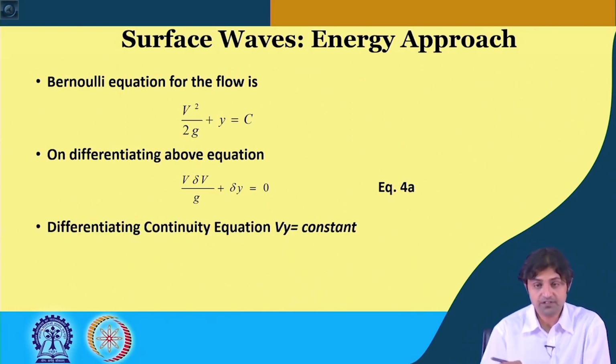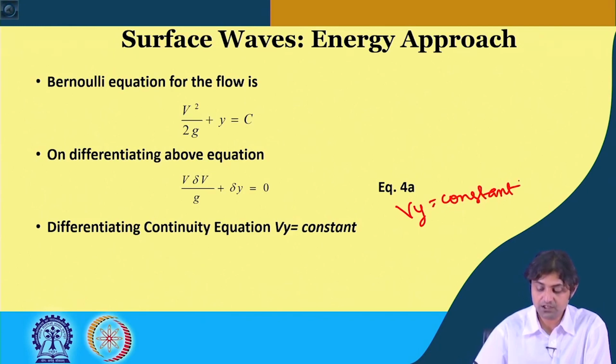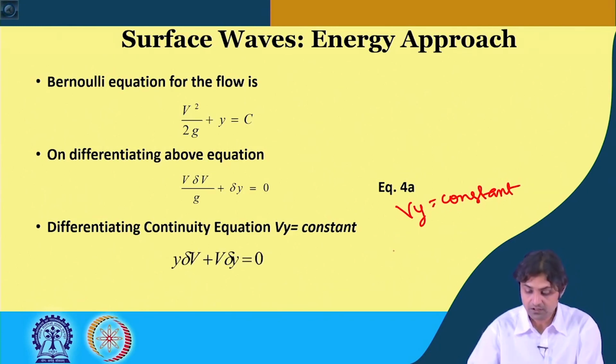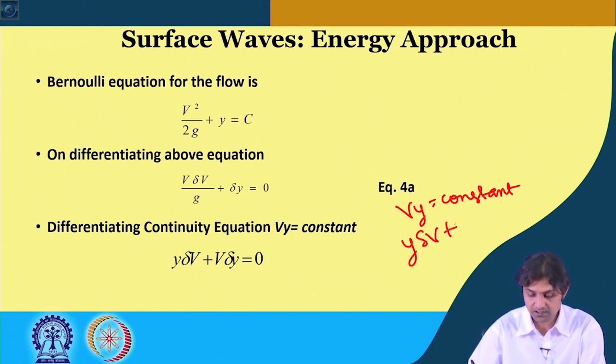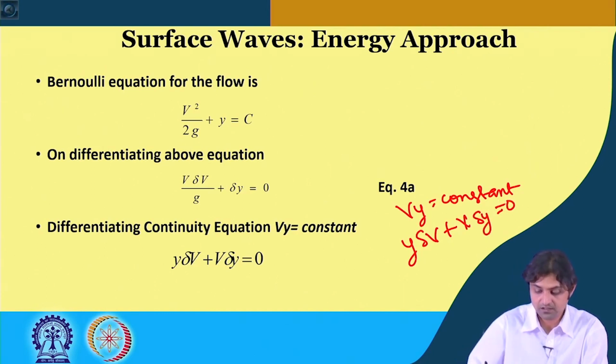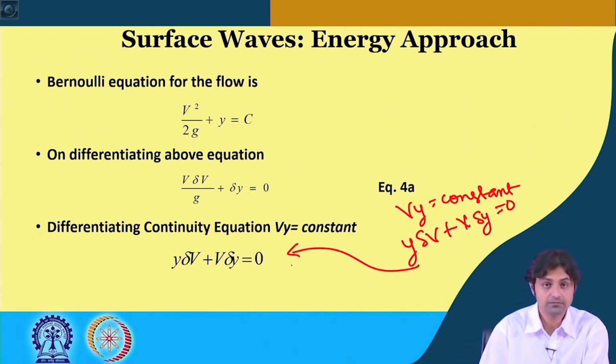Now, second step is we differentiate the continuity equation. Continuity equation is V y is equal to constant. So, we will apply the chain rule. All right. So, we will get y delta V plus V delta y is equal to 0, correct, same like this.